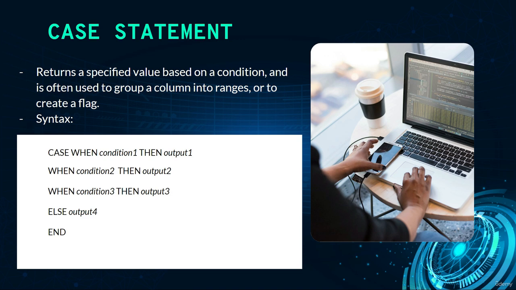or a join. For the syntax, we start by entering the first condition and then specifying what to return if that condition is met. And we can add as many of these as we like. In this statement, for example, if the three conditions specified are not met, then output 4 would be returned. Let's look at an example.